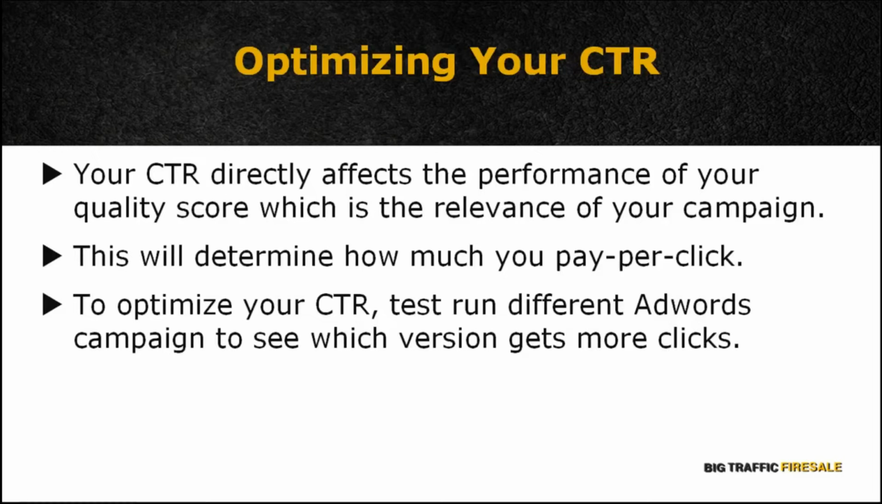Second is optimizing your click-through rate, CTR. Your CTR directly affects the performance of your quality score, which is the relevance of your campaign. This will then determine how much you pay per click. The higher the quality score, the lower you pay per click. Therefore, to optimize your CTR, test run different AdWords campaigns to see which version gets the most clicks.